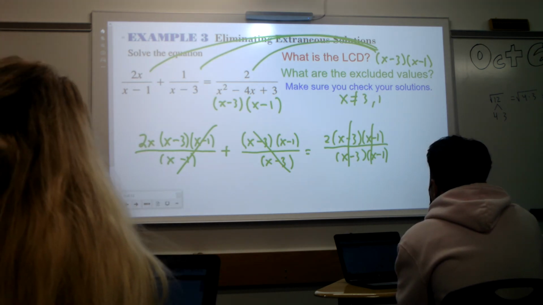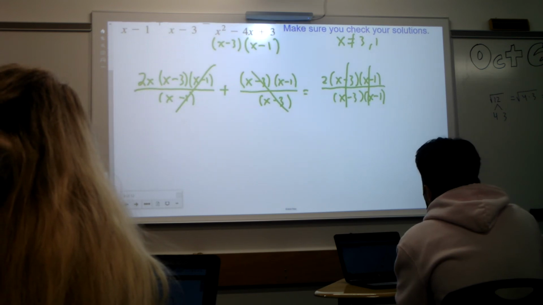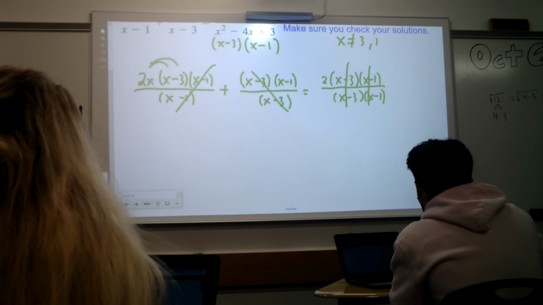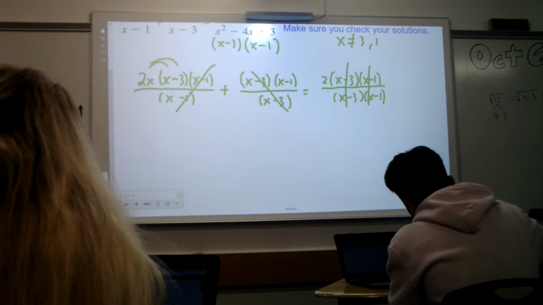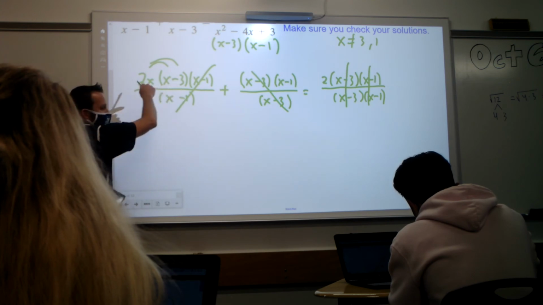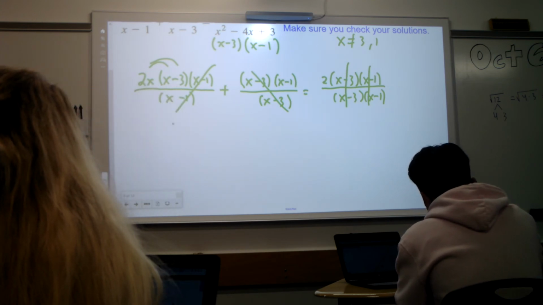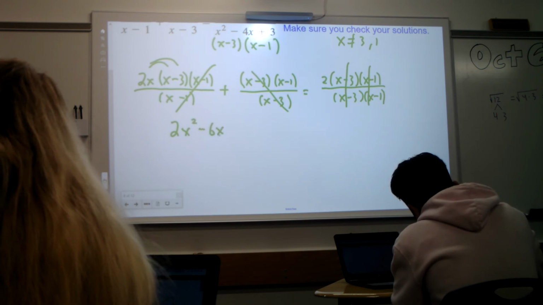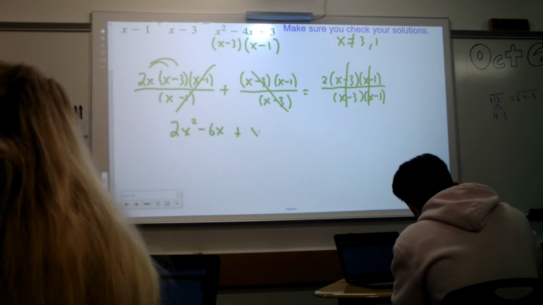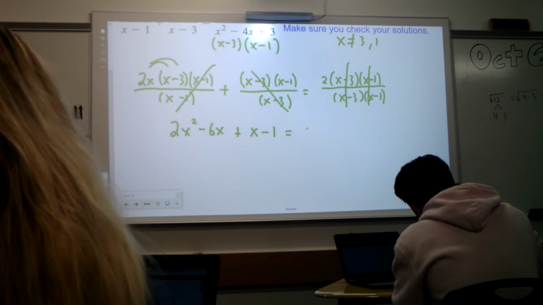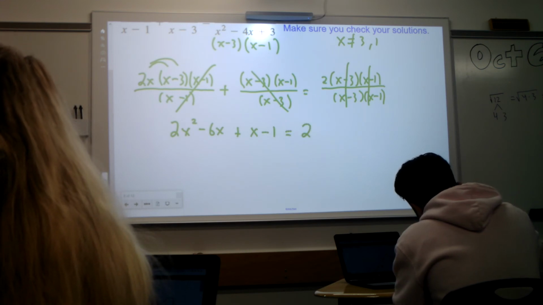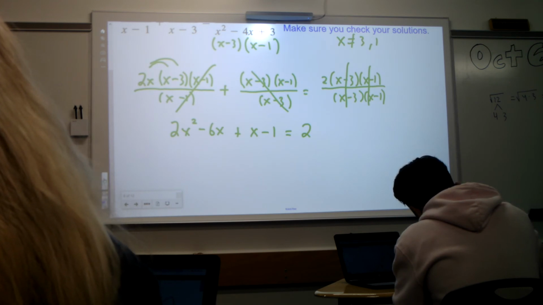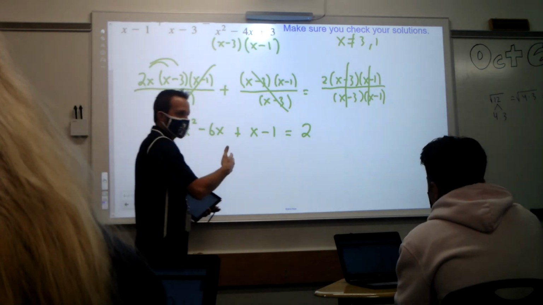Okay, so let's come down here and rewrite this now that we've gotten rid of the denominators. While we're doing this, I'm going to distribute the 2x with the x minus 3. That's going to give me 2x squared minus 6x plus x minus 1 is equal to 2. Alright, do you guys agree with that so far? Does that look right?